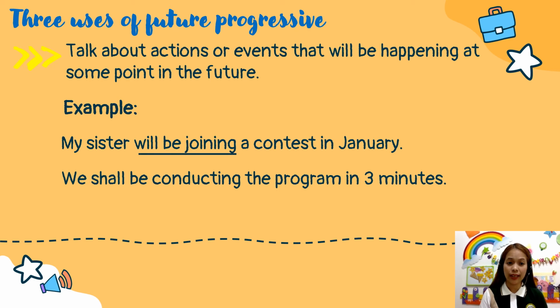Will be joining and shall be conducting are both in future progressive tense. Okay? Future progressive tense indicates actions that will last for a period of time in the future. The verbs in the sentences are used with time expressions that refer to future time, which is January and in 3 minutes. Okay?